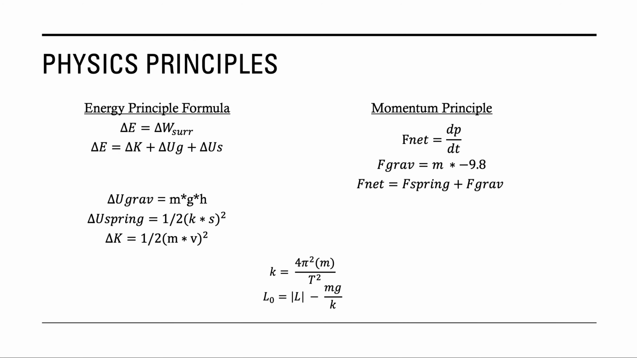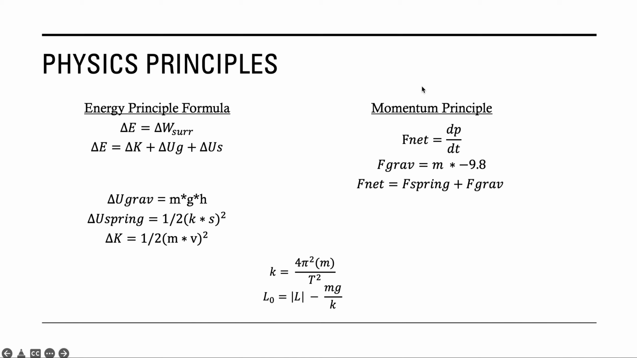So some basic physics principles for the energy principle formula: change in energy must always equal 0, because energy must be conserved and cannot be wasted. So change in kinetic energy plus change in gravitational potential energy plus change in spring potential energy should always equal 0. And the formulas to find the three values previously stated are right here.